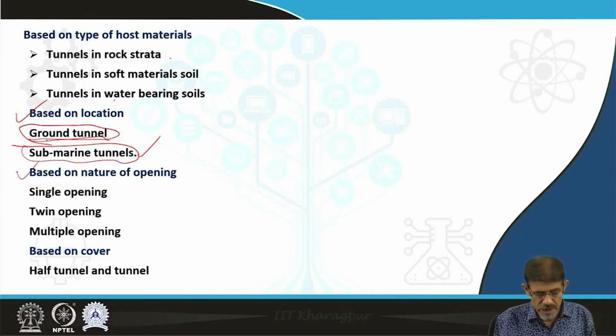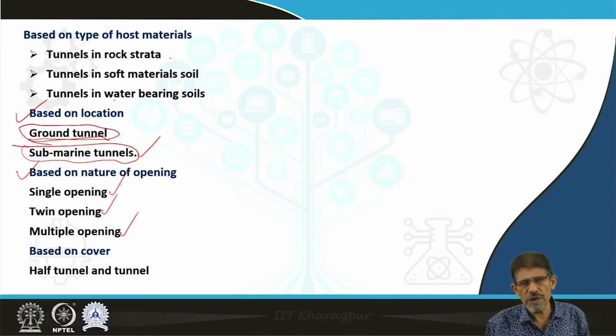Based on the nature of opening, we can categorize tunnels in three categories. One is a single opening, another is a twin opening or double opening of the same nature. Then we have multiple openings, as we have already seen in the case of a divergent tunnel. Twin tunnels we generally prefer in traffic tunnels, one side for forward movement of the traffic and the other for return movement of the traffic.